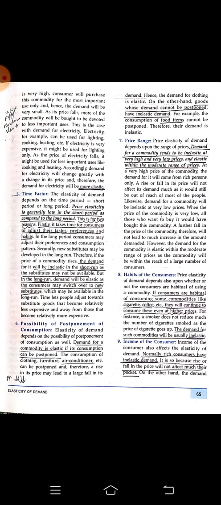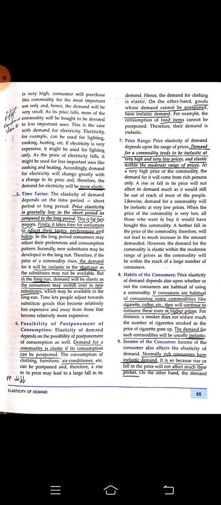Habits of the consumers. If consumers are habituated to consuming some commodities like cigarettes, coffee, etc., they will continue to consume them even at a high price. If the price is increasing also, they won't leave it because they are habituated to it. The demand for such commodities will usually be inelastic. Even if the price increases, the demand remains the same because it has turned into their habit. So it will be inelastic.